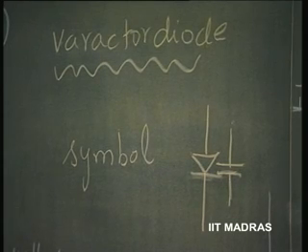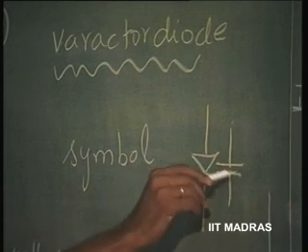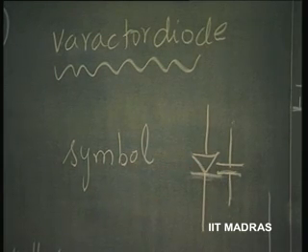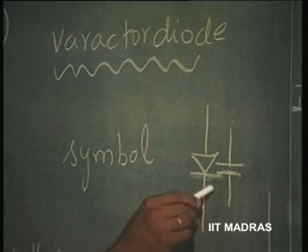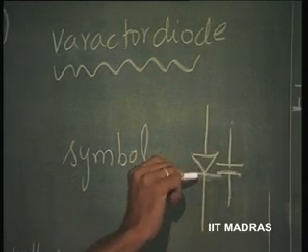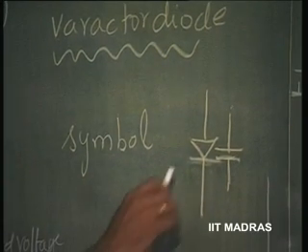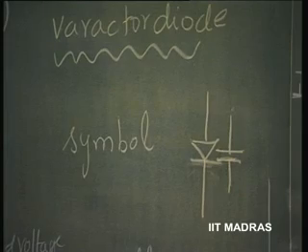So, continuing with our discussion on special diodes, the varactor diode: the symbol is that of the ordinary diode with a capacitor put alongside. Sometimes the capacitor is put at this point also, either alongside the diode or in line with the diode here. So, that is the symbol for the varactor diode.